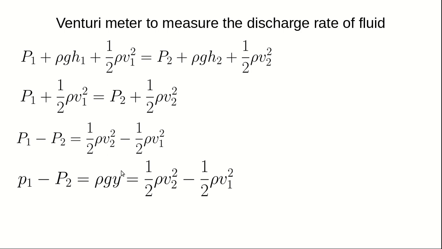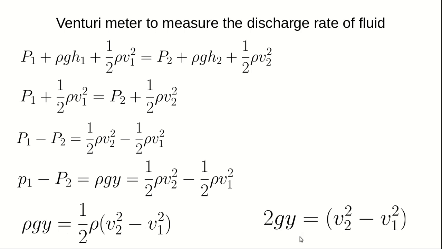And we can factorize, but we have also shown that P1 minus P2 equals rho gy, which is equal to this. Then we have rho gy equal to this part, which is also giving us this, because rho cancels rho, and we have this one. Now at this point, we're interested in calculating the amount of volume that comes out of the pipe per second. So we no longer need V2 and V1.